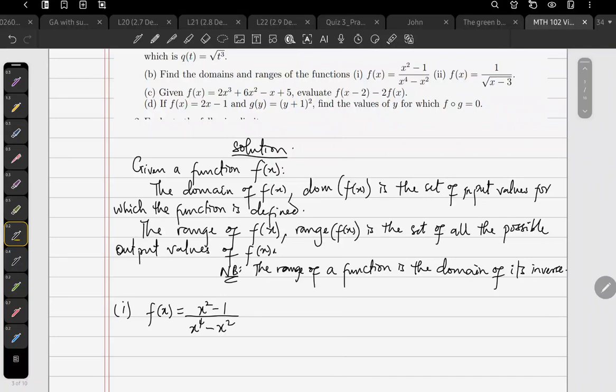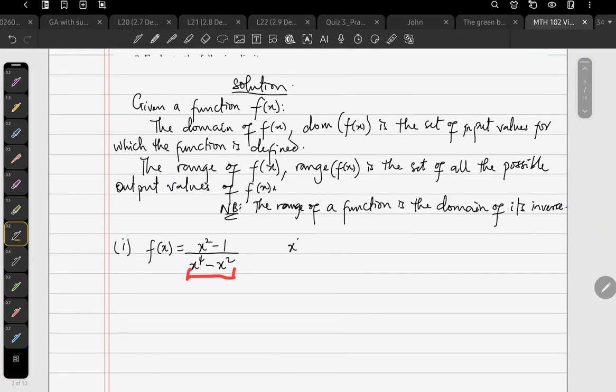So this is a fraction, and we know that for a fraction to be undefined, it means that the denominator is equal to 0. So ordinarily the domain is supposed to be all real numbers, but we want to remove the abominable numbers, the numbers for which f of x will be undefined. And in this case, when we have a rational function as this, we target the denominator. So we need to remove the values that will make the denominator equal to 0 from the entire real numbers. So we need to get x raised to power 4 minus x squared. What values of x will make this equal to 0?